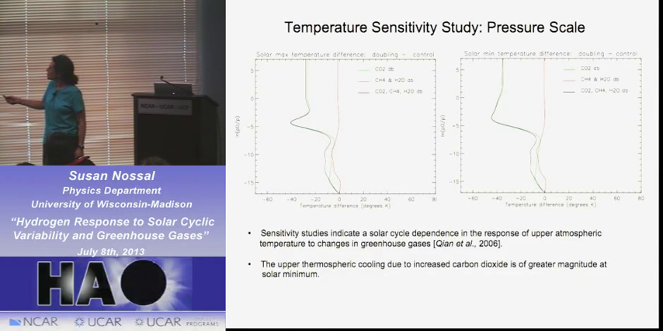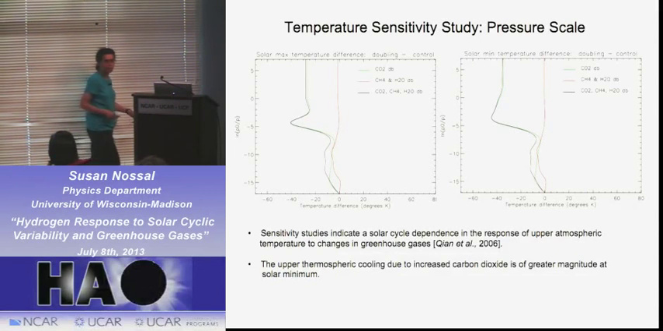But this is the same model runs, but plotted versus pressure scale. And we can see also here that the temperature has a greater response to carbon dioxide at solar minimum than at solar maximum. And here, this is temperature difference, not percent difference. And also that the doubling of methane and water vapor has very little effect on the temperature, probably a little bit of change at lower altitudes.